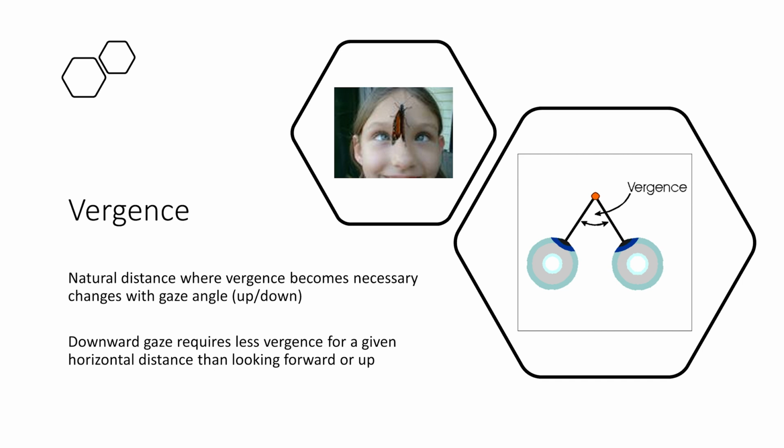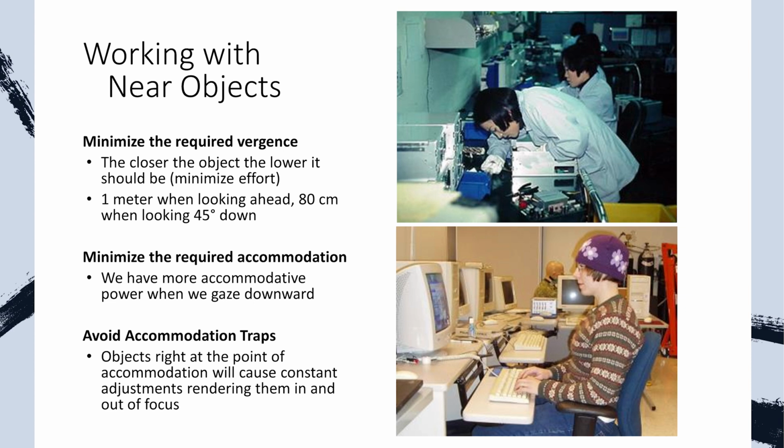Ergonomically speaking, objects below the line of vision are more comfortable to view because it requires less convergence. When viewing close objects like a computer monitor, we should try to lower the object to minimize the required vergence. To do this, we should be no closer than 1 meter when looking straight ahead, or 80 centimeters when looking down at a 45-degree angle. The closer the object, the lower it should be.